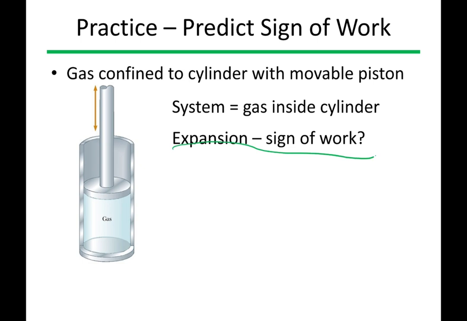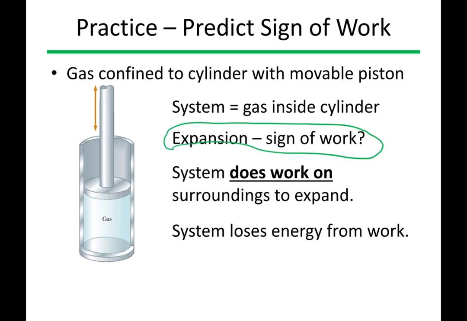We can think about the opposite. So if we do an expansion, what's the sign of work? And it makes sense that if we're doing the opposite process, that the sign of work will change. If the gas is expanding, the gas is now using its pressure to do work against the pressure of the surroundings and the piston. So the system is doing work in order to expand, and so the system will be losing energy, and so the work should be negative for an expansion.